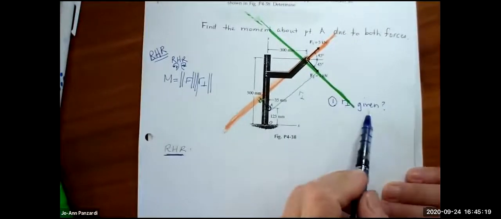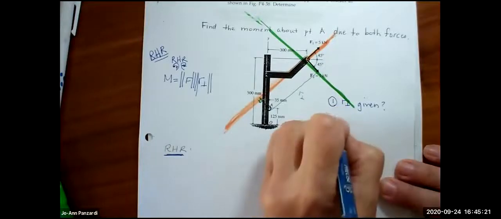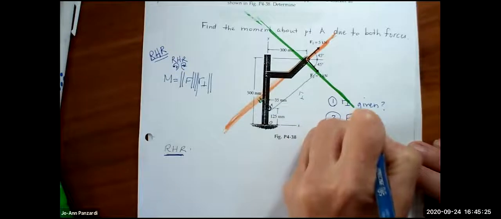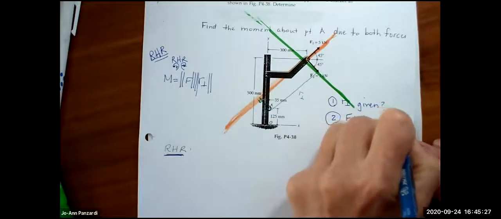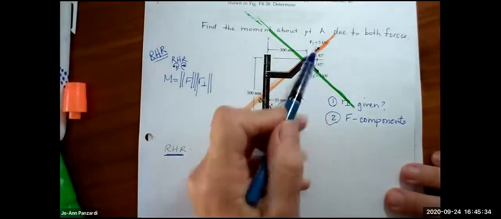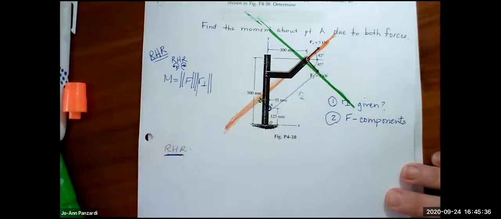But if the perpendicular distance is not given, then instead you're going to break the force into components. Okay? So we're going to break the force into components. F1, find the component. F2, find the component. And I believe I already solved for them. I didn't. So let's think about this.